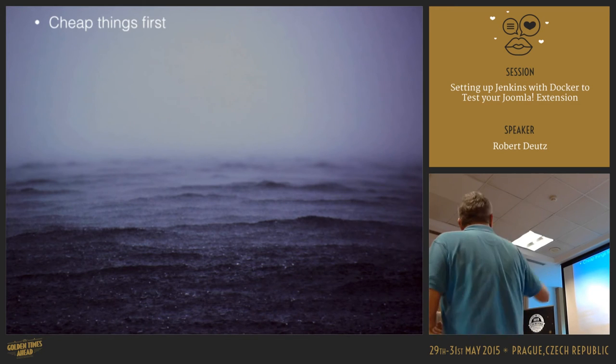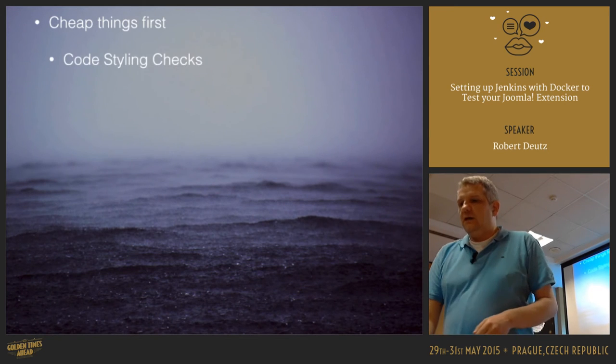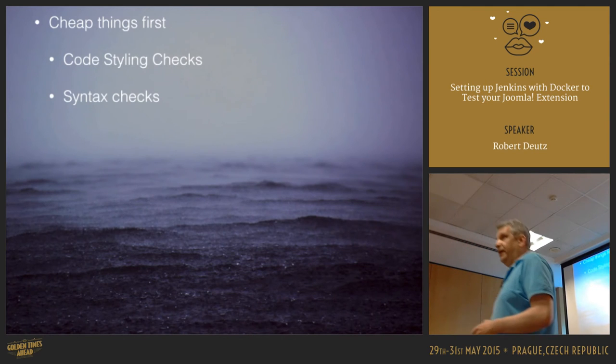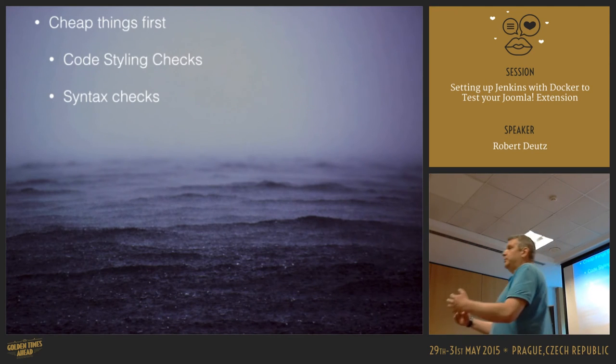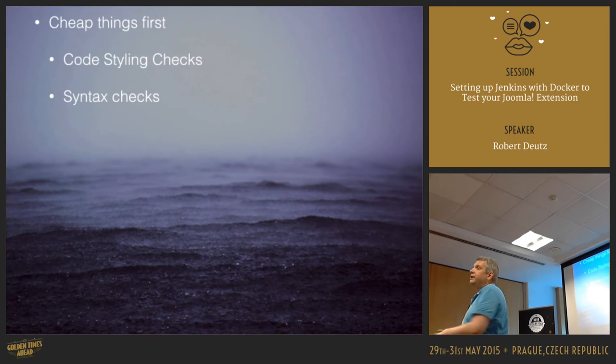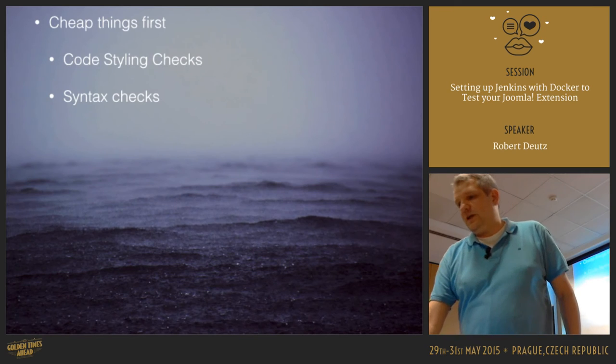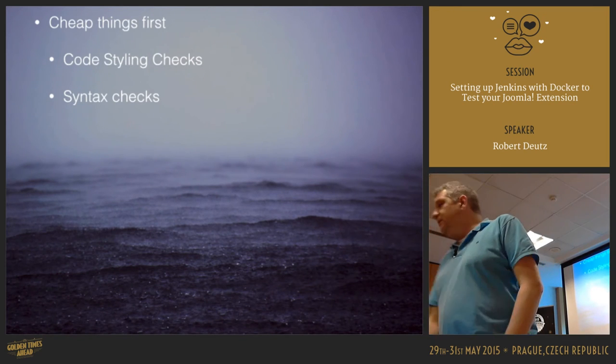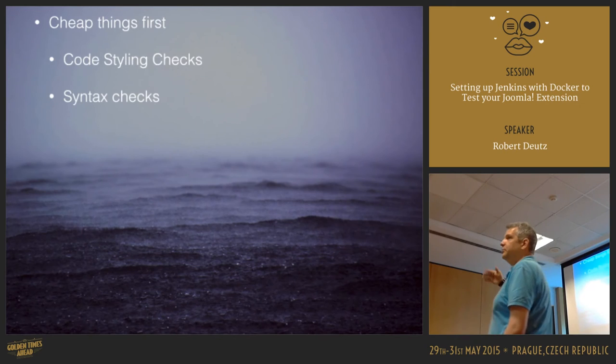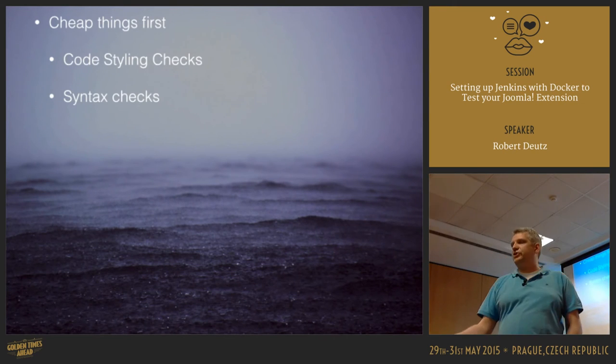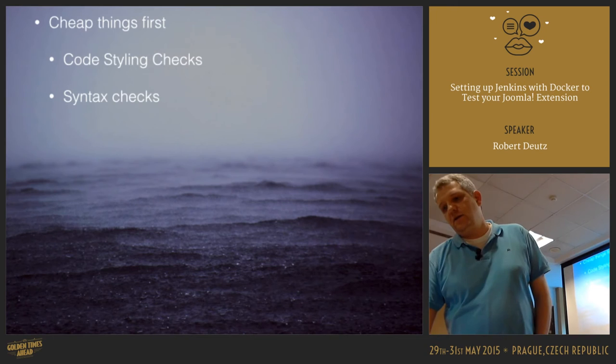So when you do these cheap things first, like code style checks or syntax checks, and you stop when it fails, then you, as a developer, get a fast response. You go, oh, I can fix this here, put in the comma, and also, maybe I should run code style checks locally. Maybe not. Okay, I committed. That's what happens. So that should be the first thing in the process: get a fast response, do the cheap things first, and then go to the next part.